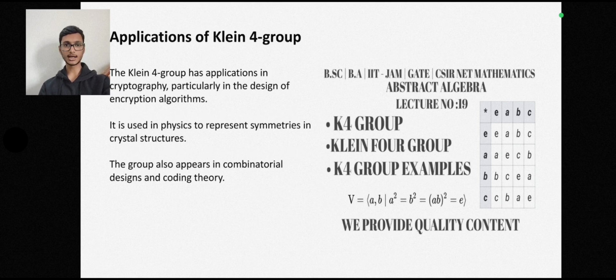Applications of Klein 4 group. The Klein 4 group has applications in cryptography, particularly in the design of encryption algorithms. It is used in physics to represent symmetries in crystal structures. The group also appears in combinatorial designs and coding theory.